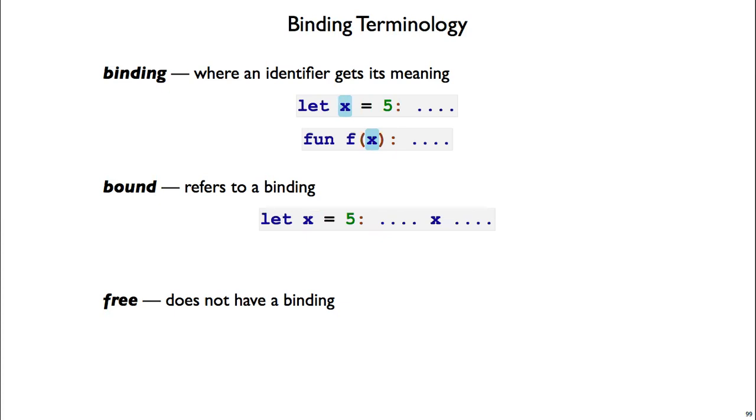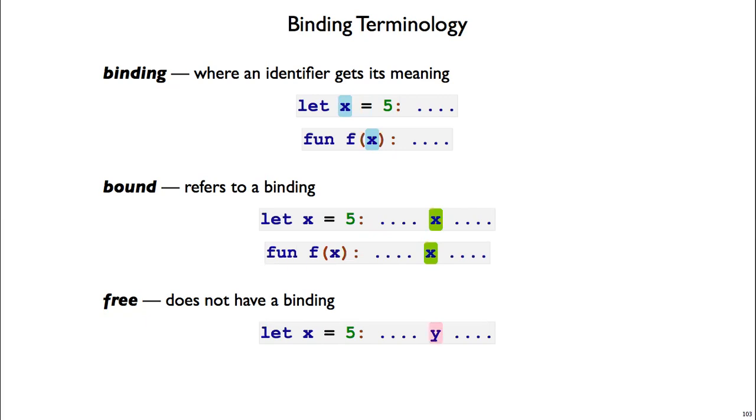Bound identifiers occur in expression positions. So here if we have let x equals 5, first we create a binding for x, and then any x's that appear inside the let body, those are bound to the outer binding. And then similarly for functions. Free identifiers have no binding. So if we say let x equals 5, and then we suddenly have a y inside the let body, that y is free. And functions can also have free identifiers on the inside.